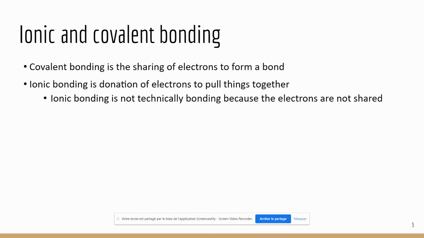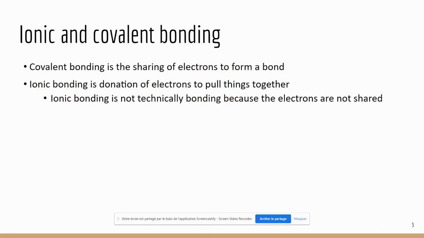So when we have covalent bonding, which you'll typically see between two or more nonmetals, then you'll have the sharing of electrons to form some sort of bond. And then we'll have ionic bonding, which is going to typically occur between a metal and a nonmetal, where one atom completely donates electrons to the other, so they're not shared.